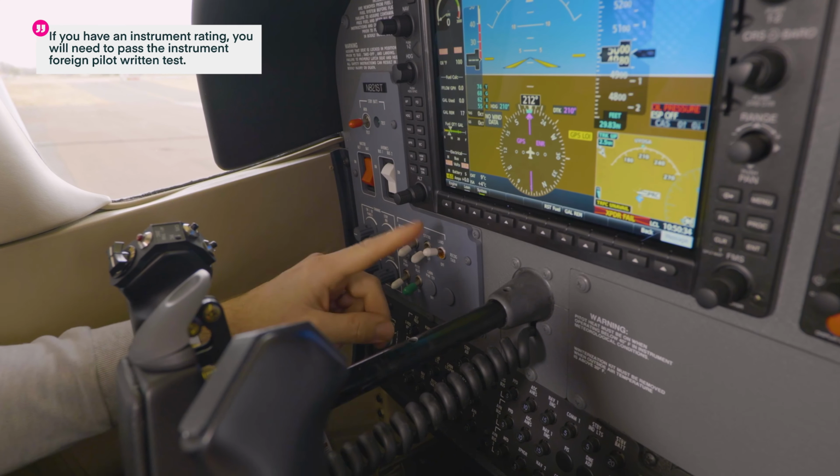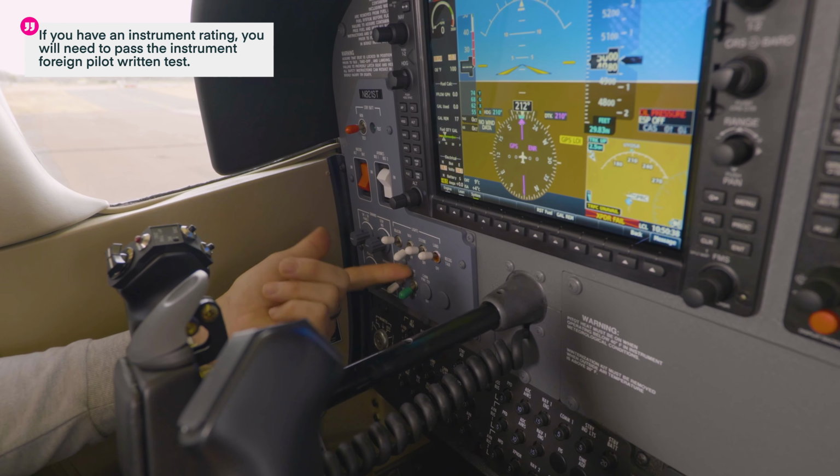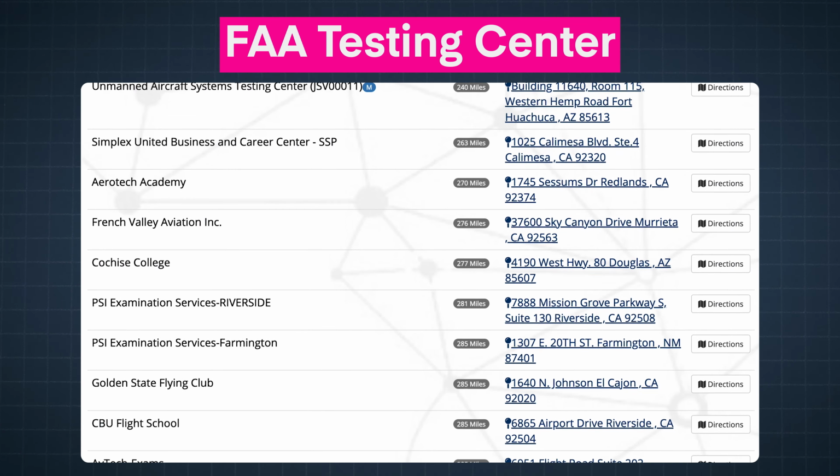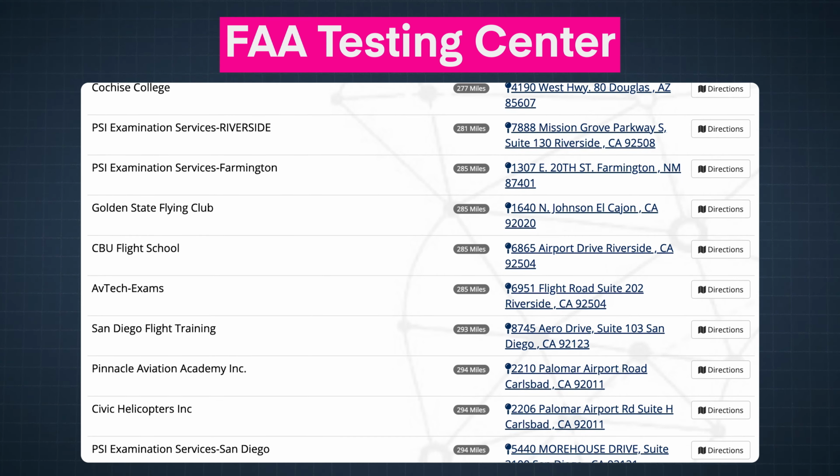If you have an instrument rating in your home country, you will need to pass the Instrument Foreign Pilot Written Test. Now, this is done in person at an FAA testing center. There are about 700 of them across the country, and you will get the results immediately. Now, bring those results to the FAA meeting as well.